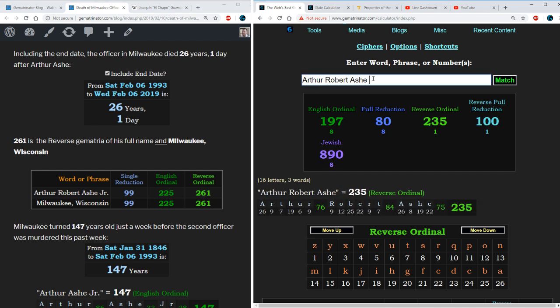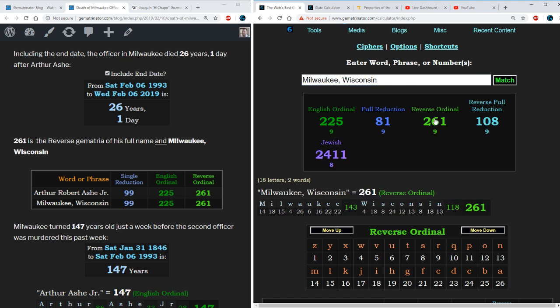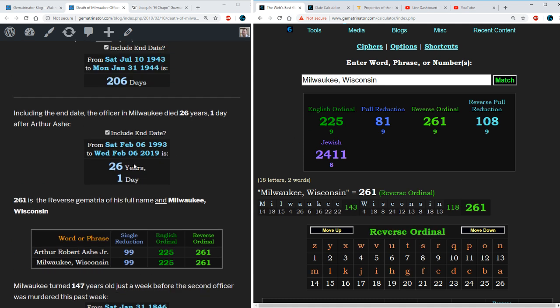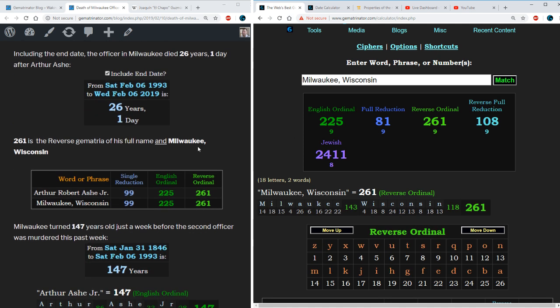Arthur Ashe's full name is Arthur Robert Ashe Jr. Now, if you include the end date, the second police officer in Milwaukee died 26 years and 1 day after Arthur Ashe died. And check out the gematria of Arthur Robert Ashe Jr. in reverse, 261 and 225 ordinal. This is the same as Milwaukee, Wisconsin. 261 reverse, 225 ordinal. And the deaths fell 26 years and 1 day apart.